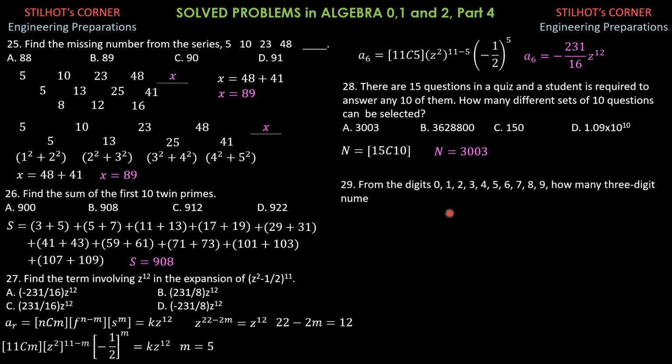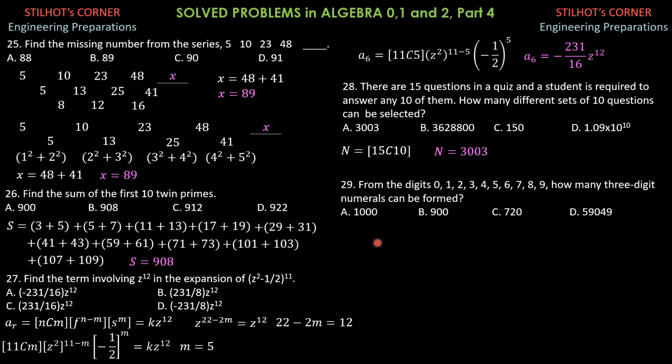29. From the digits 0, 1, 2, 3, 4, 5, 6, 7, 8, 9, there are 10 digits here. How many 3-digit numerals can be formed? So if it is a numeral, how many 3-digit numerals? It's not how many different 3-digit numerals. So meaning the digits may be repeated, but the numbers can only be said to be numerals if they do not start with 0.